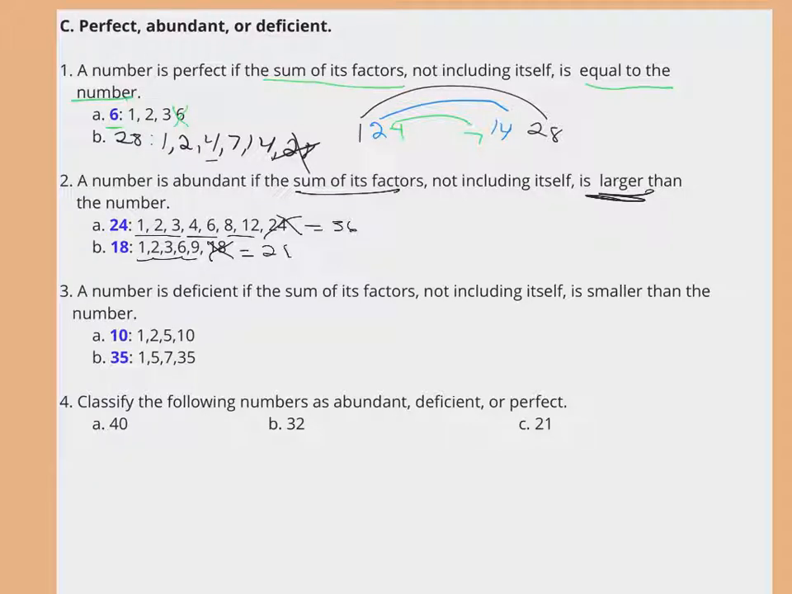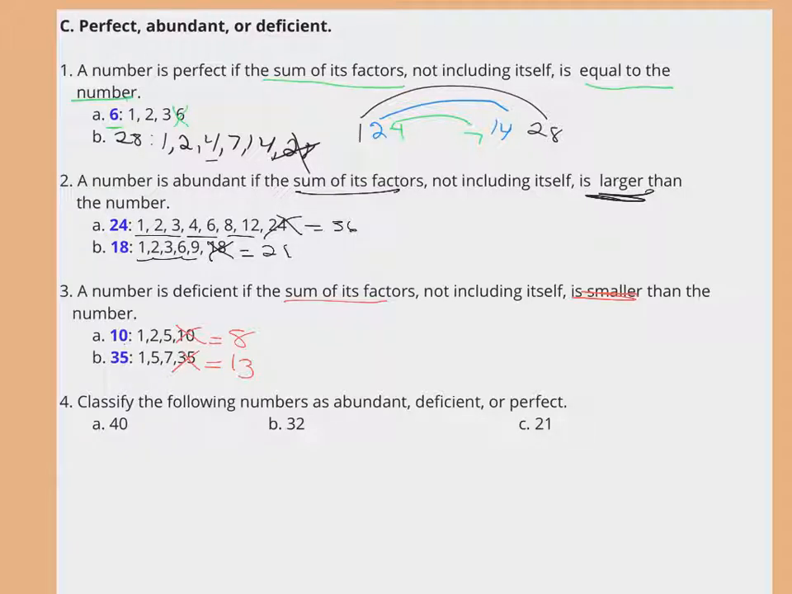A number is considered deficient if the sum of its factors is smaller than the number. So if we look here at 10, we're going to cross out 10. We're going to look at 1, 2, and 5. When I add those up, I get 8. 8 is smaller than 10. For 35, I have the factors 1, 5, 7, and 35. I'm not going to count 35. If I add up the factors, I get 13. 13 is smaller than 35.